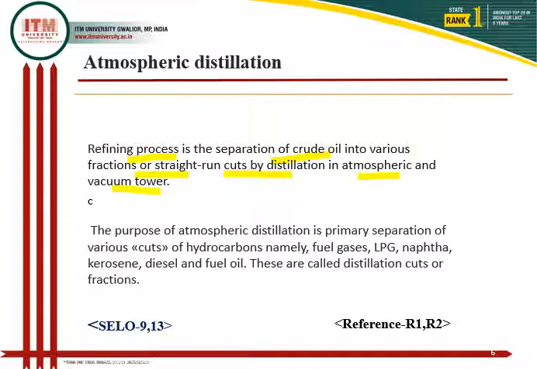The purpose of the atmospheric distillation is the primary separation of the various cuts. Here cuts means the fractions of the hydrocarbons, specifically the lighter fractions or lighter cuts, like fuel gases, then we have LPG, naphtha, kerosene, diesel, and the fuel oil. So these are called the distillation cuts or the fractions. These all are the lighter fractions which can be separated by the atmospheric distillation method.